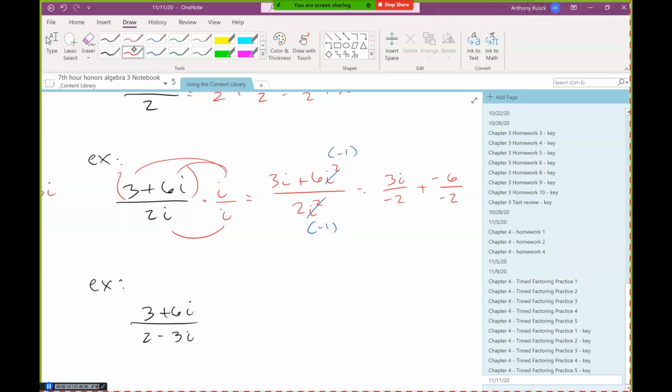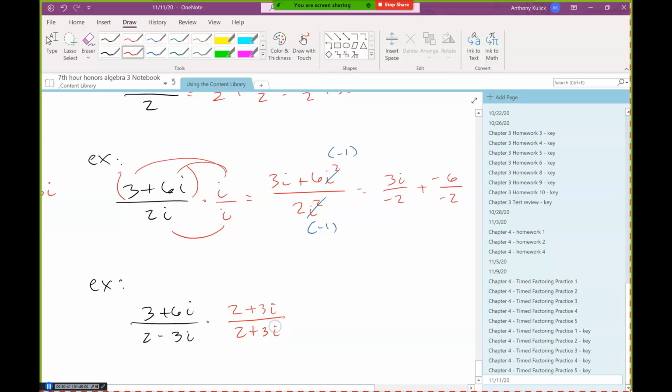What if the denominator is 2 minus 3i? Can I do the same trick and just multiply the top and bottom by i? No, because when I distribute the i, we'll have 2i minus 3i squared. I still have an i there, right? So what's the trick? There's got to be a trick, Mr. Kulik. Here's the trick.